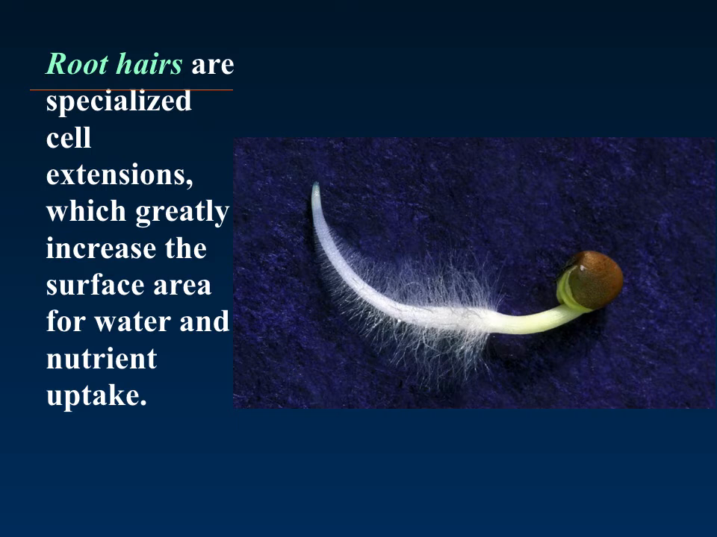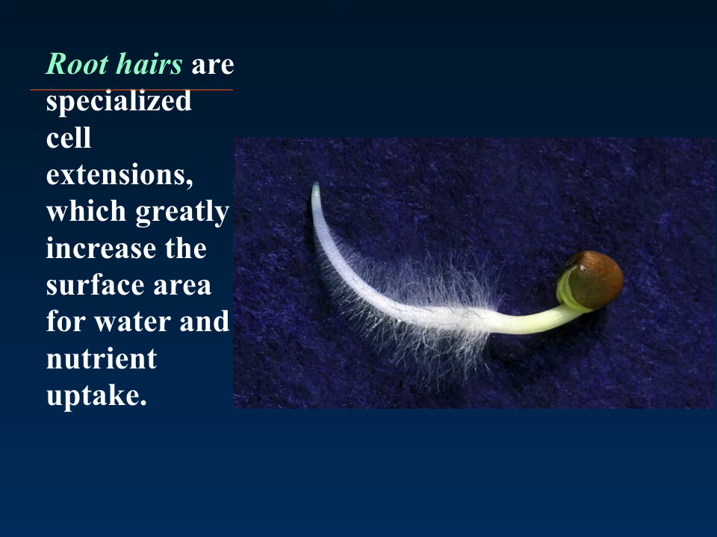Root hairs. Here's where all the action's at when it comes to absorbing water and nutrients. We think of the big branches, or big roots, as the ones absorbing the water. Those big roots are primarily designed to hold up the plant, whether it's a tree or shrub.